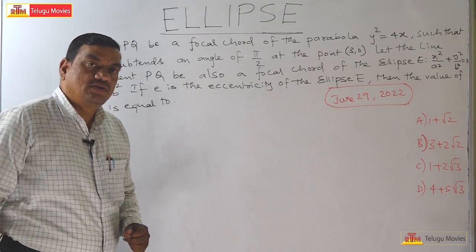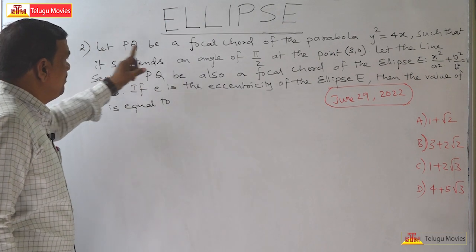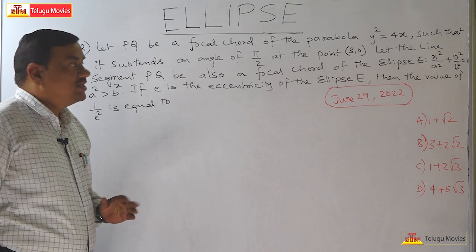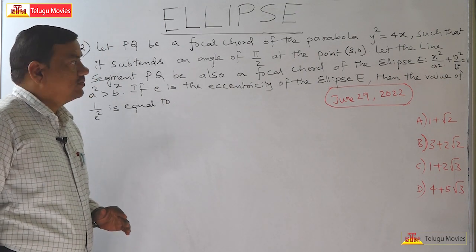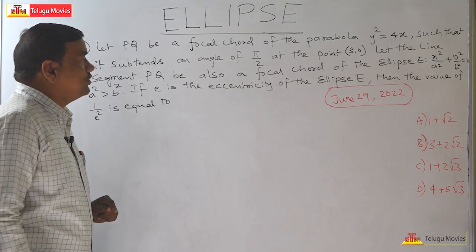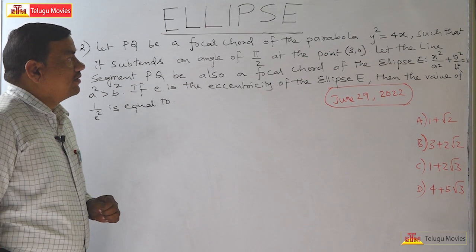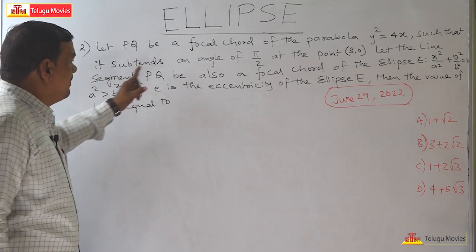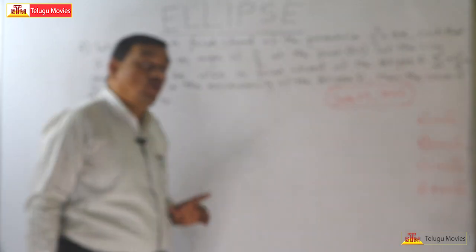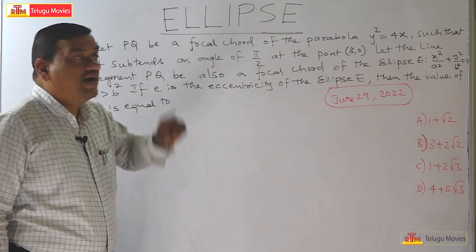Welcome to this second problem. So this is one of the nice problems. Let PQ be a focal chord of the parabola y square is equal to 4x such that it subtends an angle of pi by 2 at the point 3 comma 0. Okay. Let the line segment PQ be also a focal chord of the ellipse. On the whole, PQ is the focal chord of both parabola and ellipse.